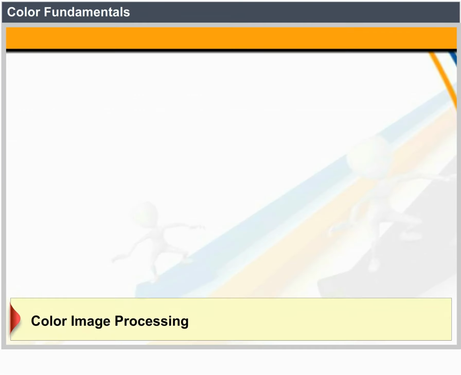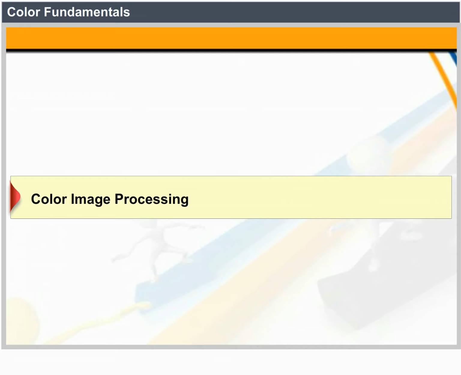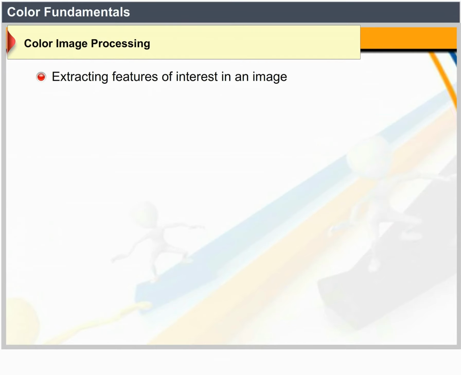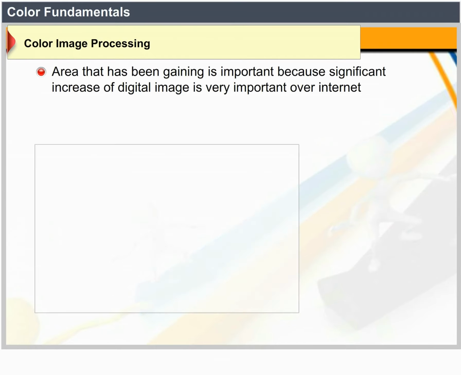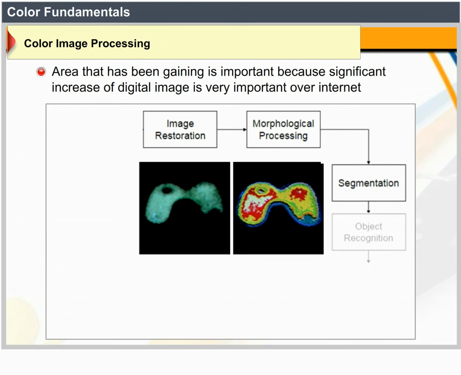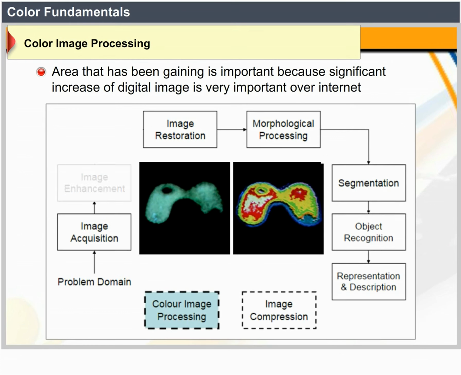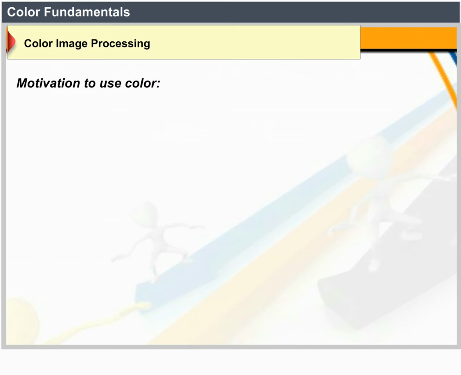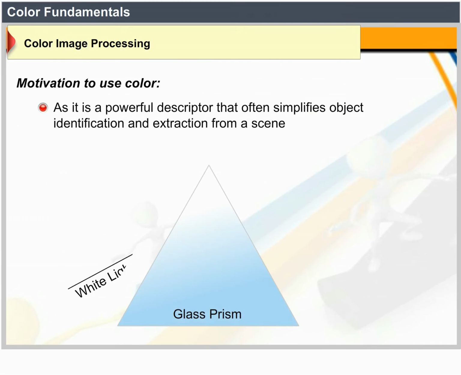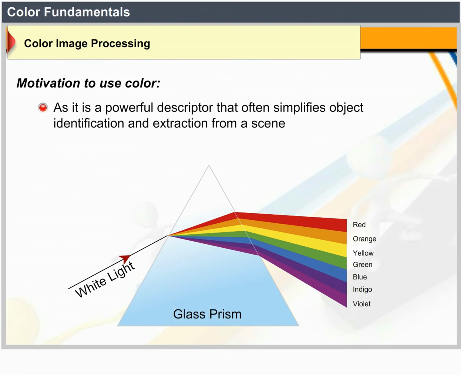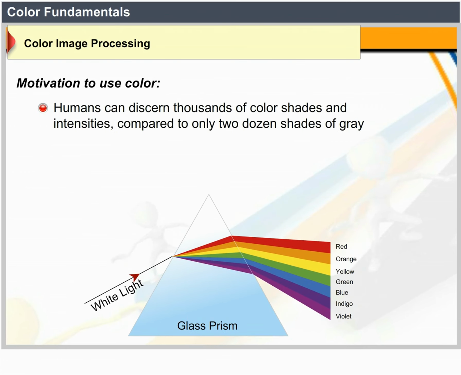Color fundamentals. Color image processing. Extracting features of interest in an image, an area that has been gaining in importance because of the significant increase in use of digital images over the Internet. Motivation to use color: it is a powerful descriptor that often simplifies object identification and extraction from a scene. Humans can discern thousands of color shades and intensities, compared to only about 24 shades of gray.